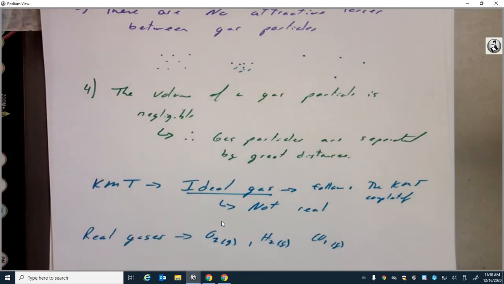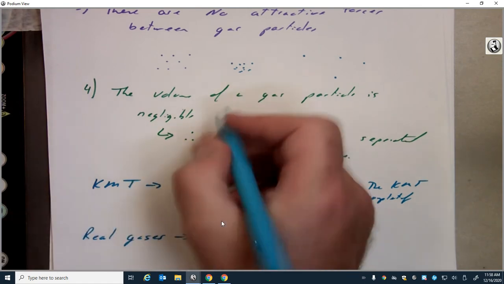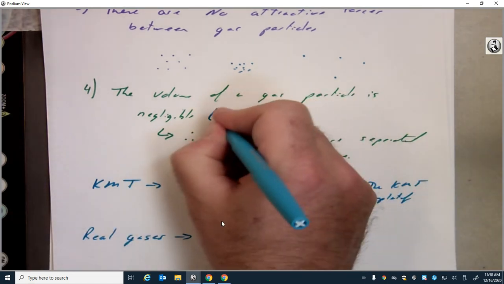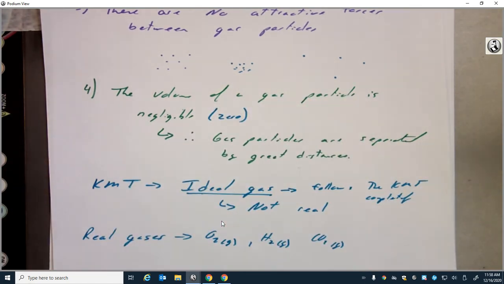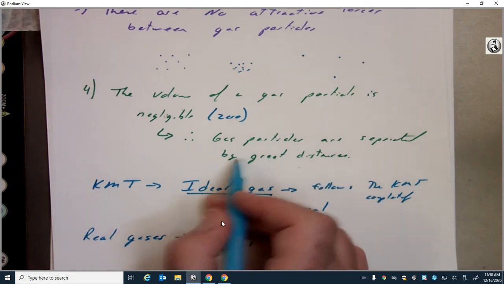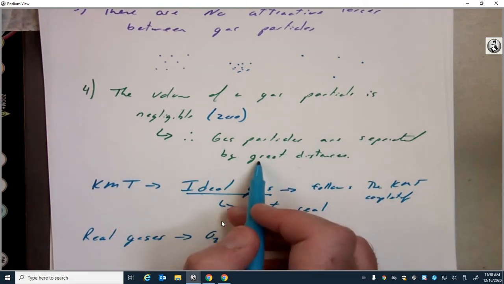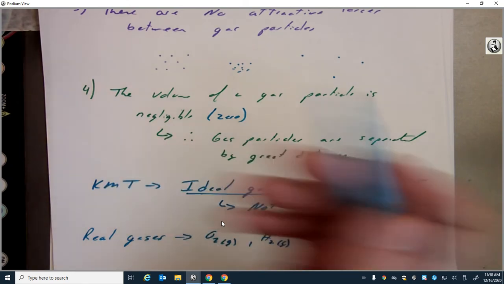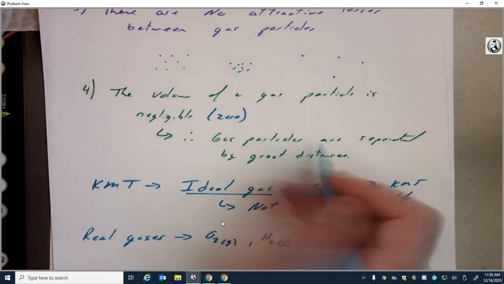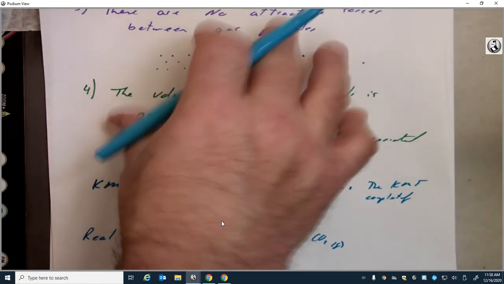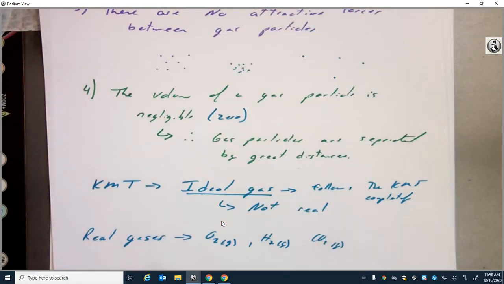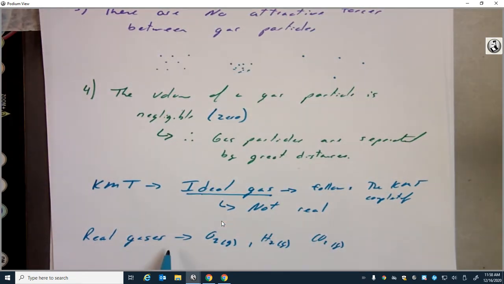And then finally, the volume of a gas particle is negligible. All right, KMT is basically saying it's 0. There is no mass. There is no volume. But in reality, gas particles have volume. They take up space, right? Gas particles are not always separated by great distances. They go by each other because they're all in constant random straight line motion. So there are some issues with the KMT when we start using real gases.